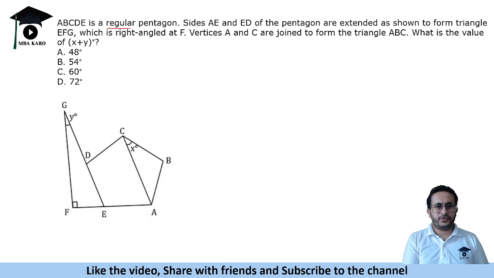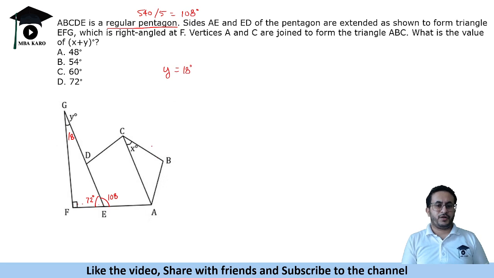So when we have a regular pentagon, the interior angle is 540 by 5, that is 108 degrees. Okay, so all these angles are 108 degrees. Now we need to deal with x and y. So this angle is 108, so this angle is going to be 72. If this is 72, this is 90, y is going to be 18.